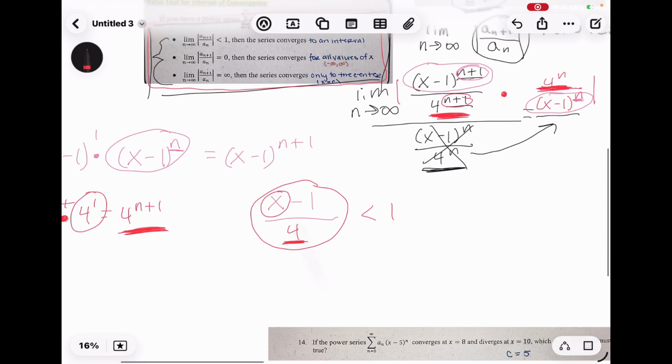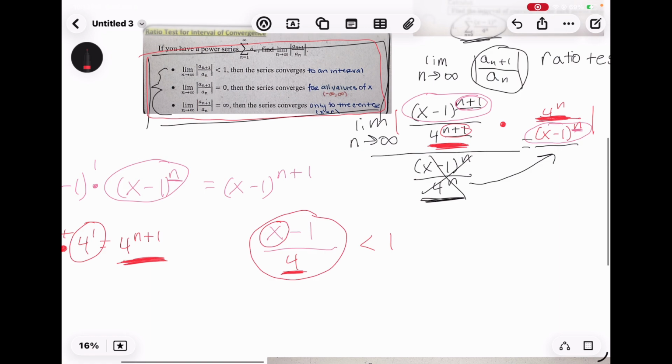Because whatever number I plug in for x as it gets increasingly large, so if I plug in 1, that would be 0. So if I plug in 2, that would be 1 over 4. If I plug in 3, that would be 2 over 4. If I plug in 4, that would be 3 over 4. As we can see, it's approaching 1. Hopefully that makes sense. So that's why we are using the first case right here.